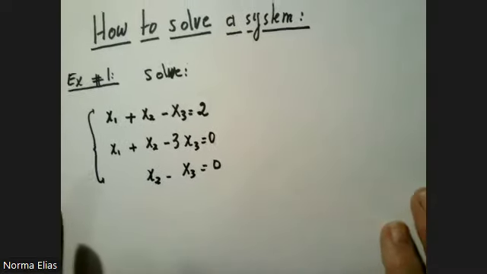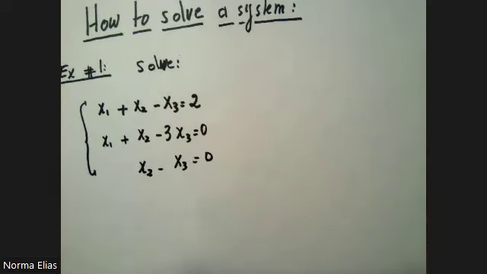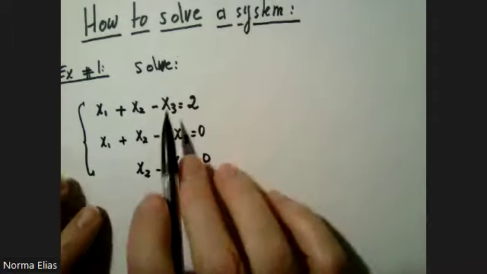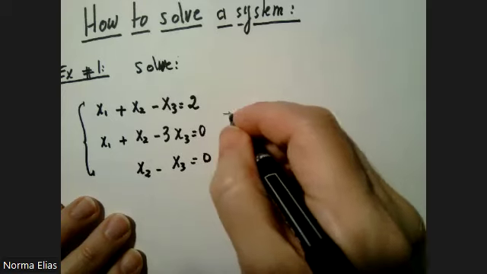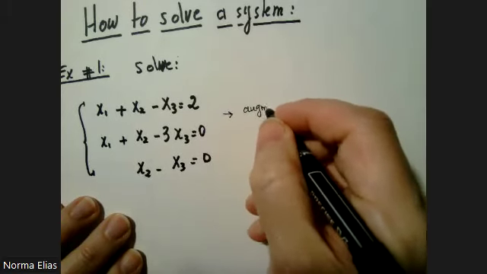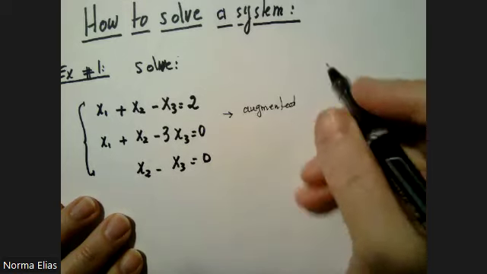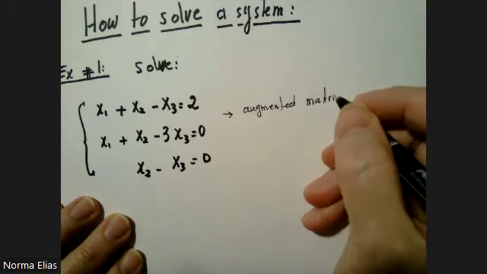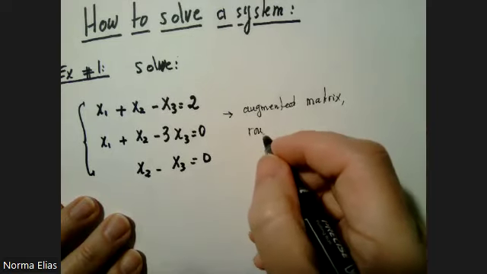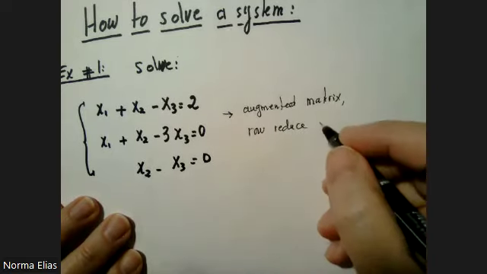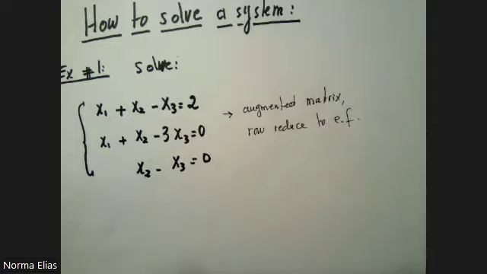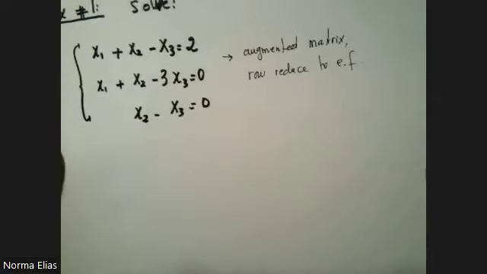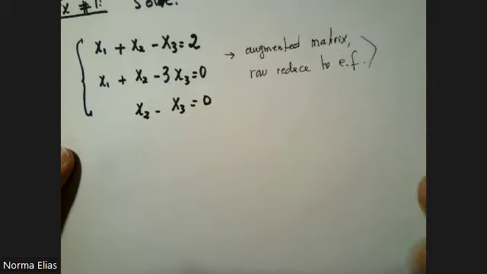So I start with my first system. The question is how to solve a system. Okay, step number one, of course, you have the system. The way we are going to solve a system, we take the system and associate to it the augmented matrix. We row reduce the augmented matrix to echelon form, and we stop right there. And I'll tell you what we do after this. So first we take the augmented matrix and row reduce to echelon form.